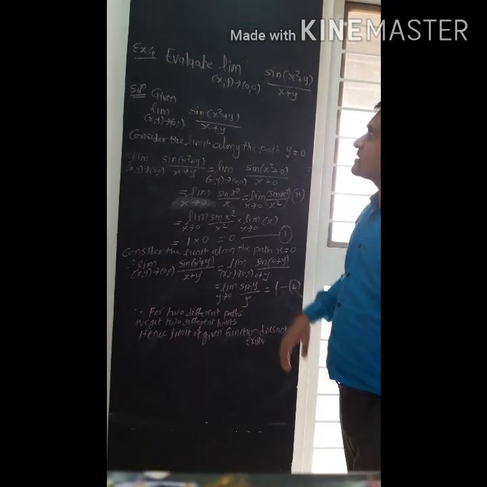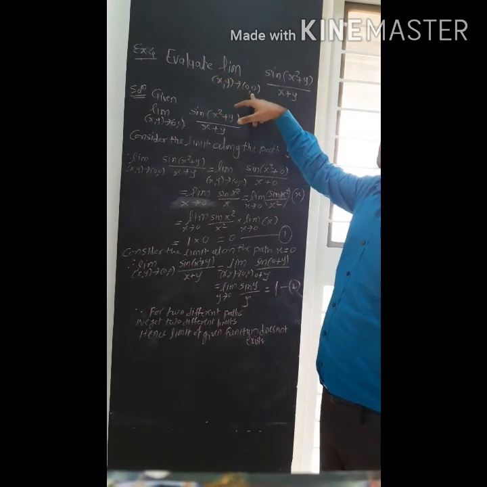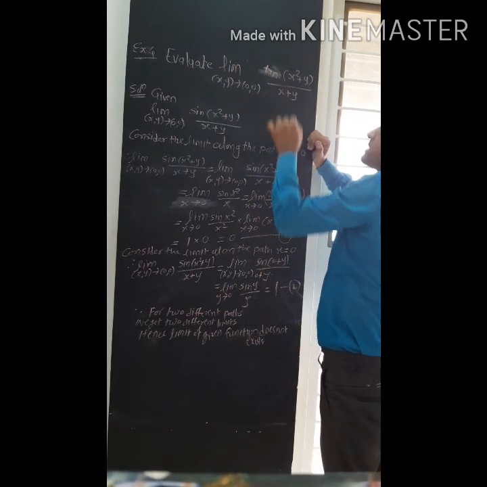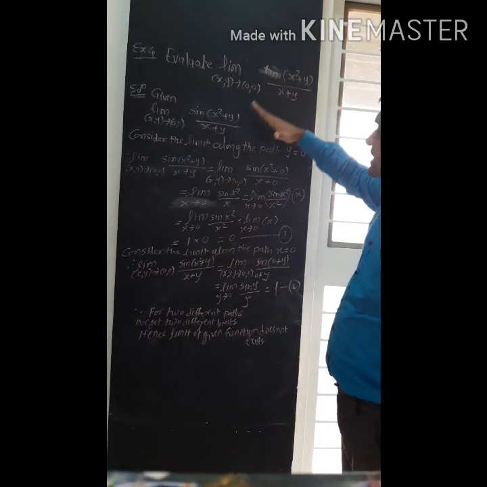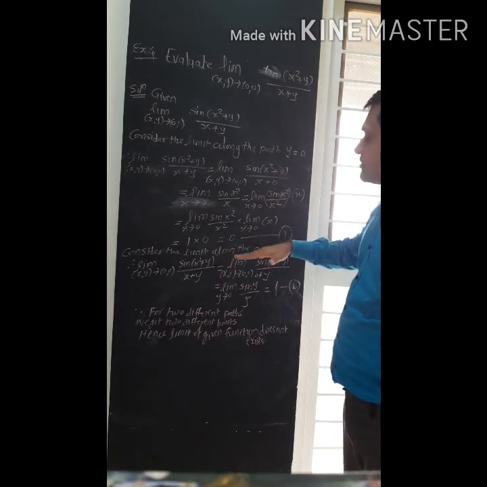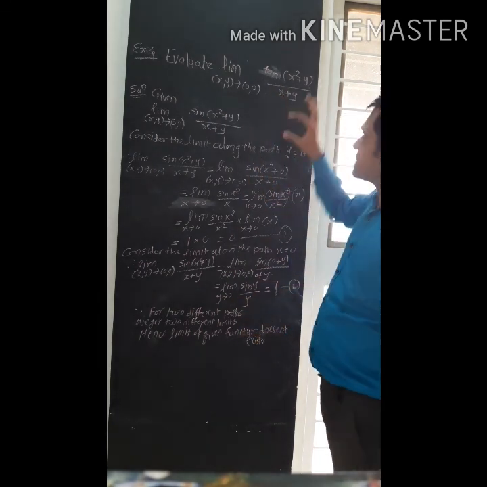You can solve a similar type of example. Evaluate the limit (x,y) tends to (0,0) of tan of (x square plus y) upon (x plus y). Similarly, taking the limit along y is equal to 0 we get 0, and the limit along x is equal to 0 we get 1, and we can solve this example similarly.